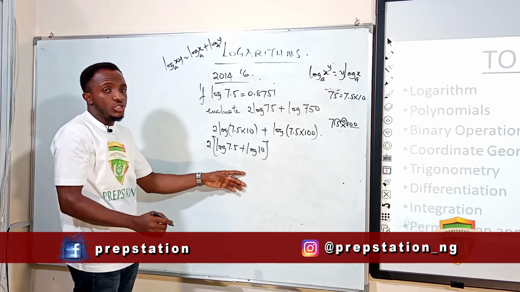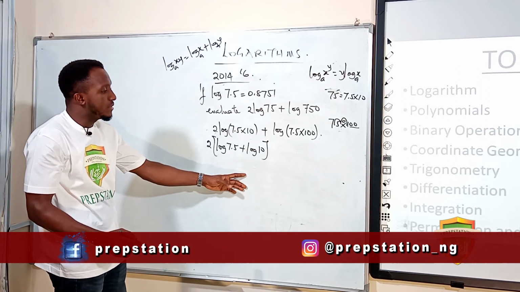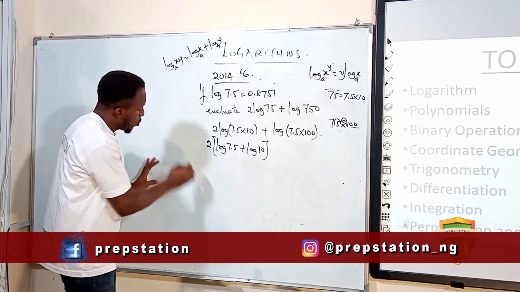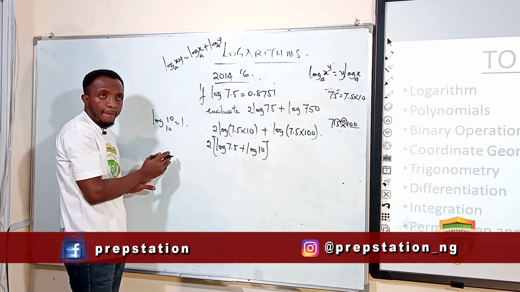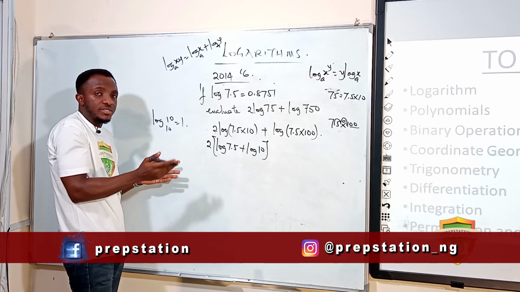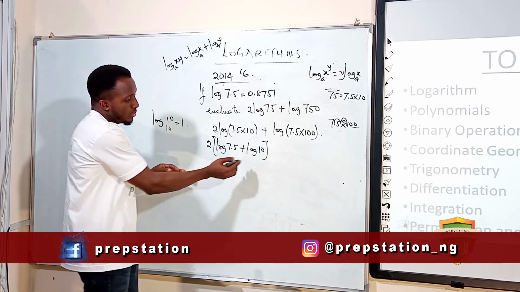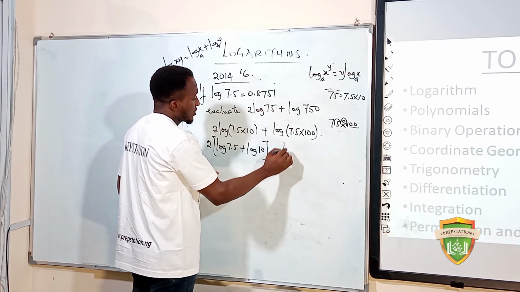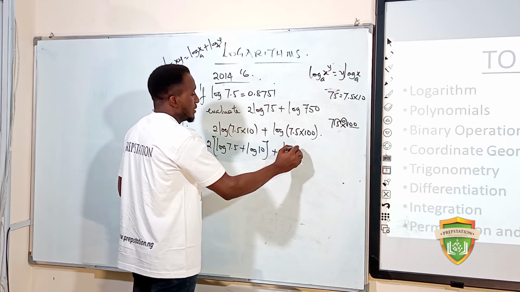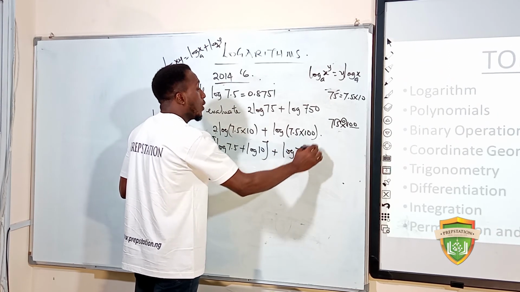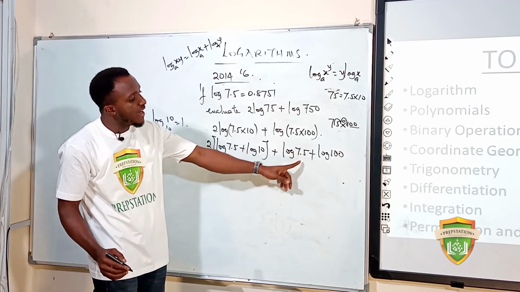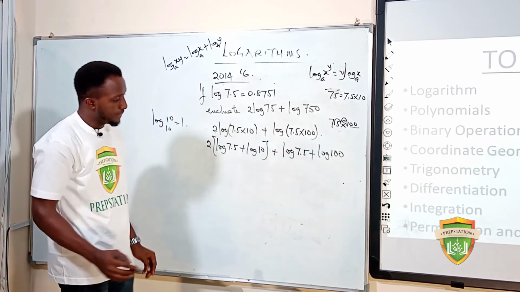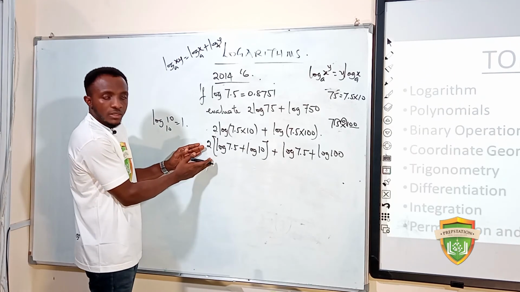There is something I didn't teach you here. I believe you learned that when you started doing logarithm in school. That log 10 to base 10 is 1. Take note of that. Log 10 to base 10 is 1. So we have this plus log 7.5 plus log 100. So this is what we have.